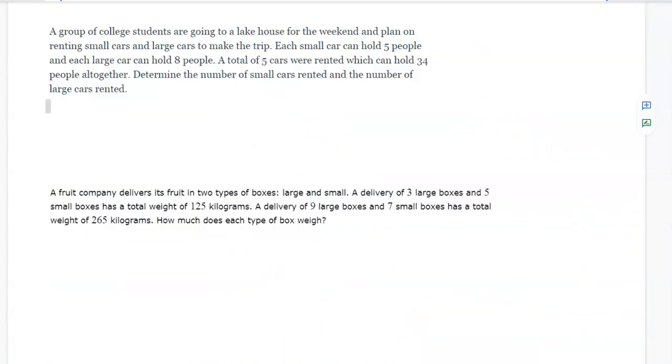Okay, here we go. A group of college students are going to a lake house for a weekend and plan on renting small cars and large cars. Each small car can hold 5 people, and each large car can hold 8 people. A total of 5 cars were rented, which can hold a total of 34 people. Okay, so determine the small cars and large cars.